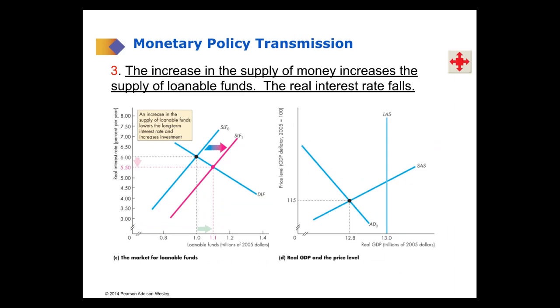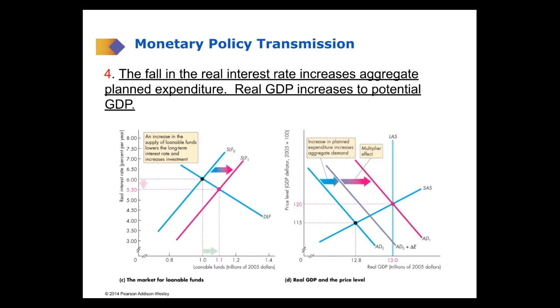And this is true not only at the federal funds rate level, but really the supply of money increases the supply of loanable funds also. This is the money that you and I use to borrow to start a business or buy a home or buy a car. And interest rates fall in that market as well, the related markets. And so when you have lower interest rates, you have an increase in aggregate planned expenditure. That's both consumption and investment when interest rates are lower. And so real GDP increases and hopefully gets to be equal to potential GDP.